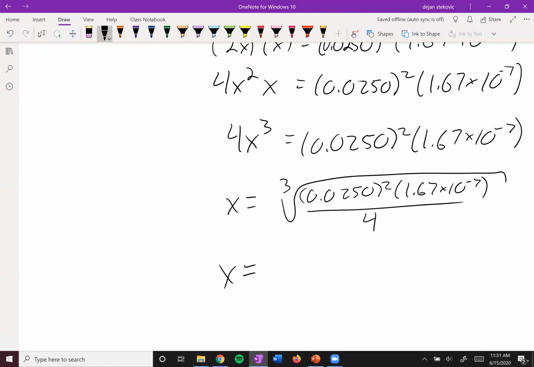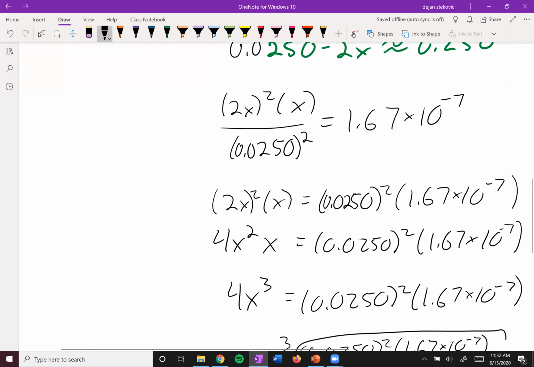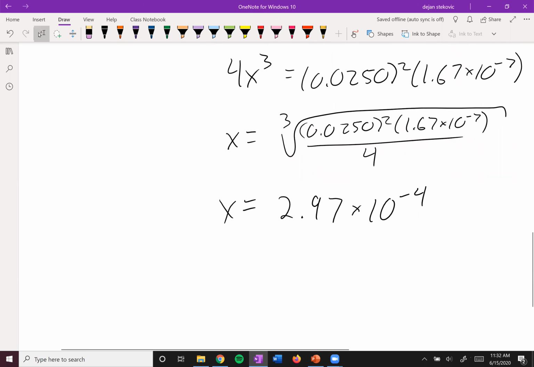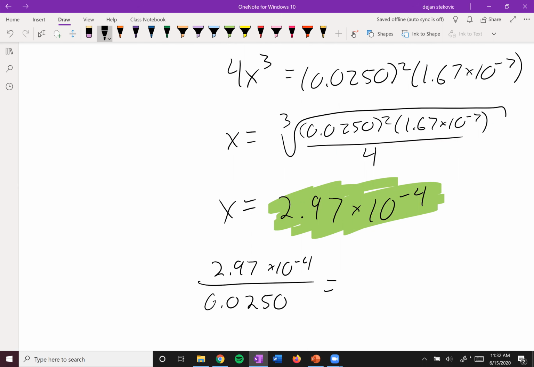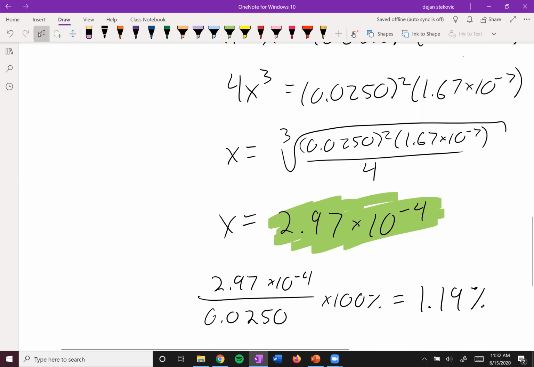And then if you plug and chug that through your calculator, you'll get 2.97 times 10 to the negative 4, and then we have to test our assumption. So our original number is 0.0250. So we're going to take this number and divide it by that, and then multiply by 100, and it should be within 5%. So let's see, 2.97 times 10 to the negative 4 divided by 0.0250 times 100% will equal 1.19%. And so that's definitely less than 5%. So our assumption is valid here. And then we can continue on with the problem.